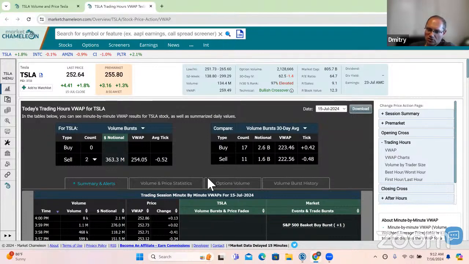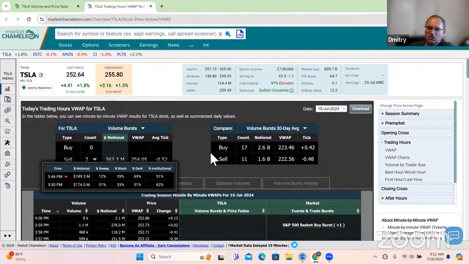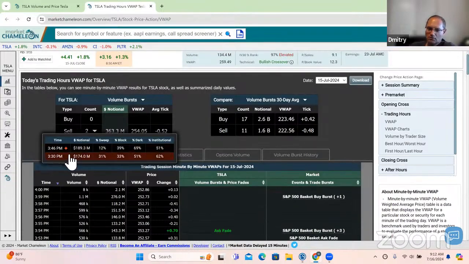But let's take a look at the bursts themselves. Two of them happened, one at 3:30, one at 3:46. The one at 3:46 has this little indicator, a plus sign, which means something else happened that may have explained away this sell burst, which would make sense, nothing unusual. So when we see a buy burst or sell burst, our next question is, well, can we explain why it happened? And there could be different reasons.